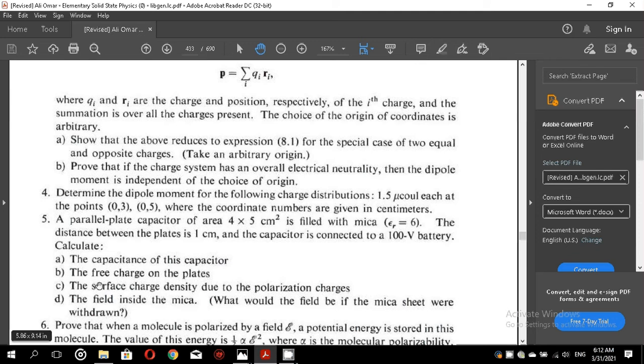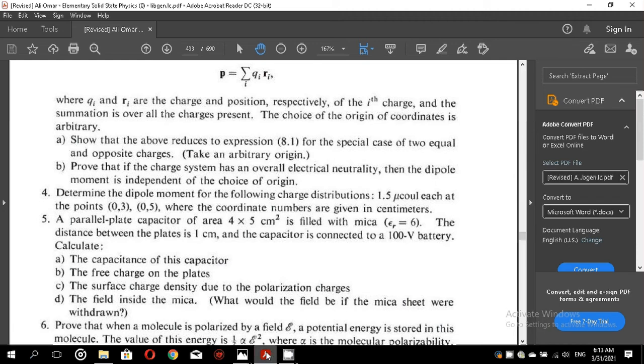You will have to consult any book on electromagnetism to find the formula for the free charge on the plates, the surface charge density, etc., and you will be able to solve this problem. Okay, so that was about chapter number 8.